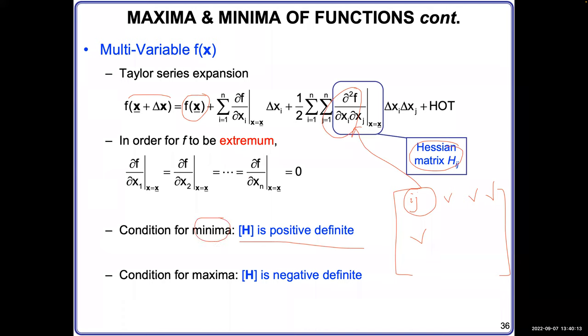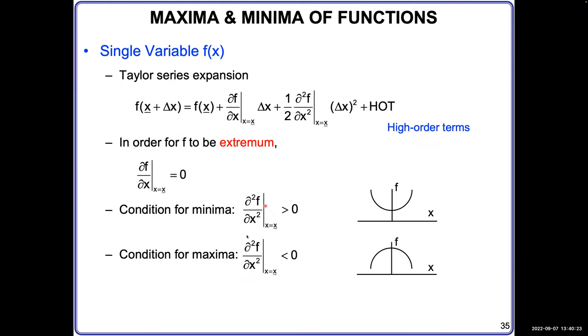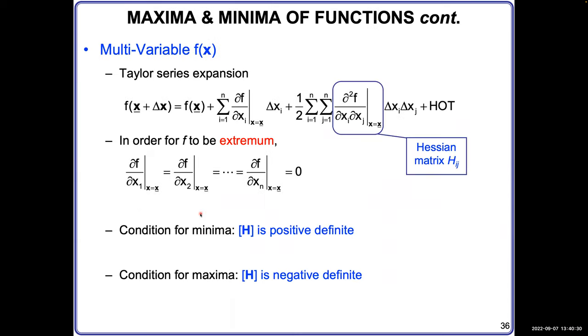This is very similar to what we showed in the previous slides: if the second derivative term is larger than zero, then we are at a minimum. Here, the vector terms are organized into the Hessian matrix. If this Hessian matrix is positive definite, we are at the minimum. If it is negative definite, then we are at the maximum. Negative definite means that when they multiply with the vectors, the value is always less than zero. This is a very important concept.